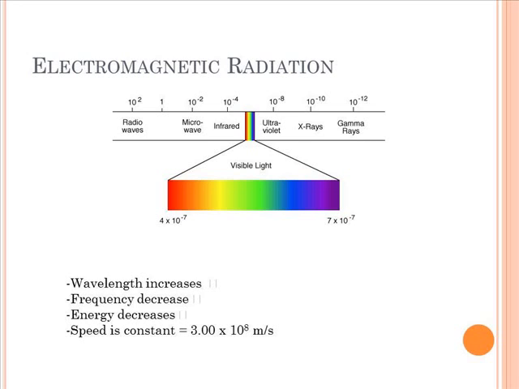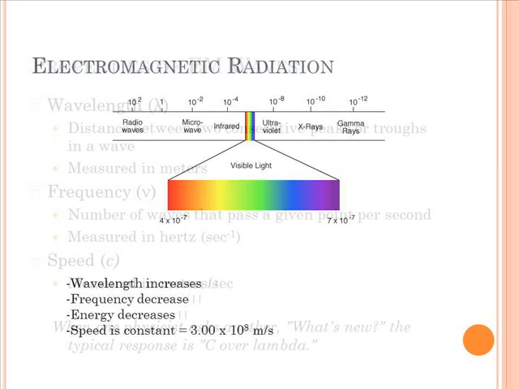And the nice thing about electromagnetic radiation is that in a vacuum, with nothing impeding it, no air or water or anything else, it has a very constant speed that we've measured to be about 300 million meters per second, or 3 times 10 to the 8th meters per second. And we can use this to set up a ratio, a proportion, to always know that if we know the wavelength, we can figure out the frequency, or vice versa.